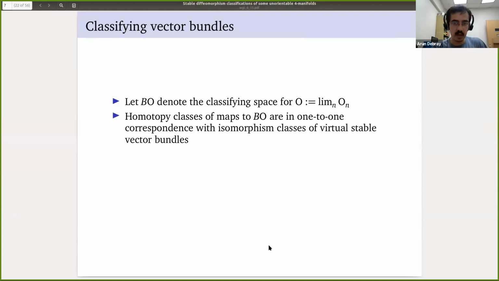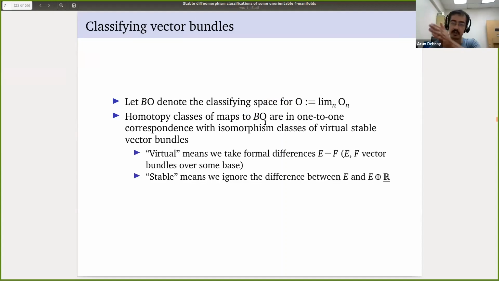So the infinite stable orthogonal group: you can take the inclusion of O(n) inside O(n+1), inside O(n+2), etc. And that's this topological group called O, and we take its classifying space. This is a topological space such that homotopy classes of maps to it are in one-to-one correspondence with isomorphism classes of virtual stable vector bundles. Virtual means we take differences of vector bundles formally, sort of like integers are formal differences of natural numbers.